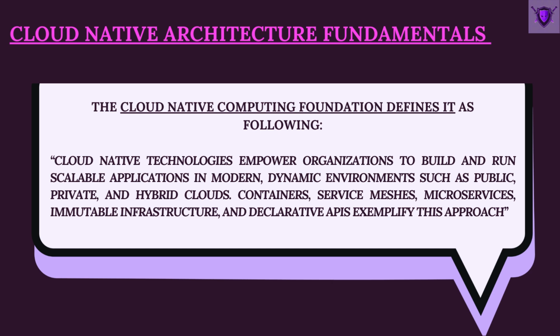Now we have immutable infrastructure. Immutable infrastructure refers to a paradigm where servers and components are never modified. Once they are deployed, we don't modify them. If an update or change is needed, for example, a new version of a server or a component is built and deployed, and then the old one is decommissioned. This approach really helps us ensure consistency and reliability.